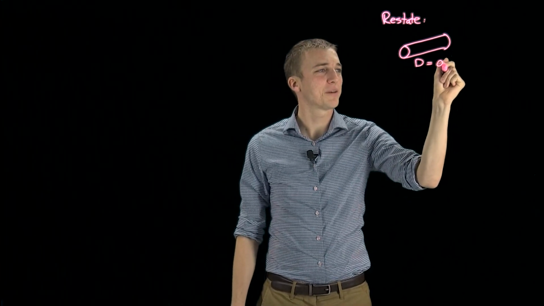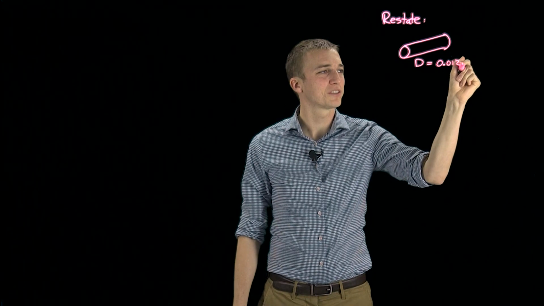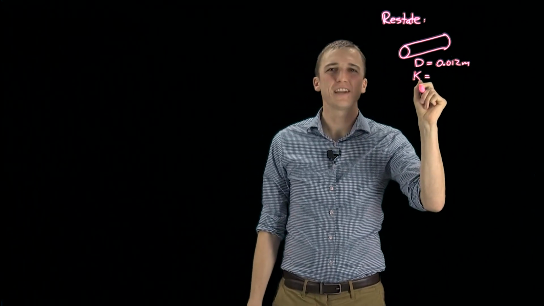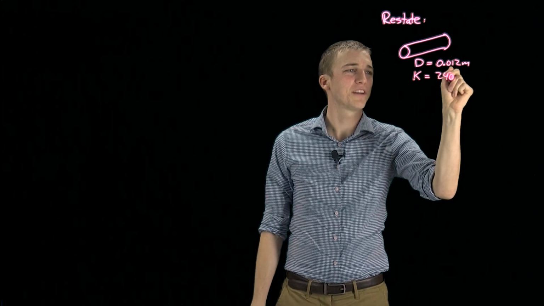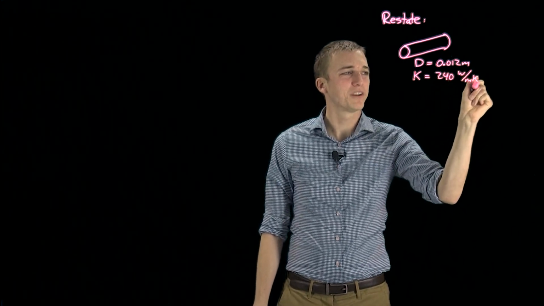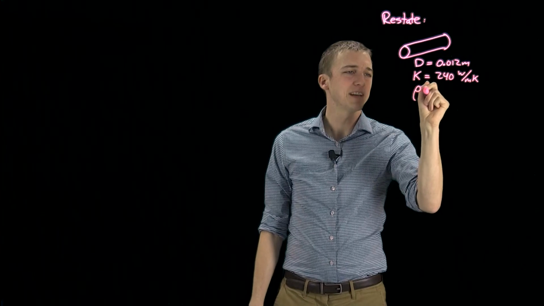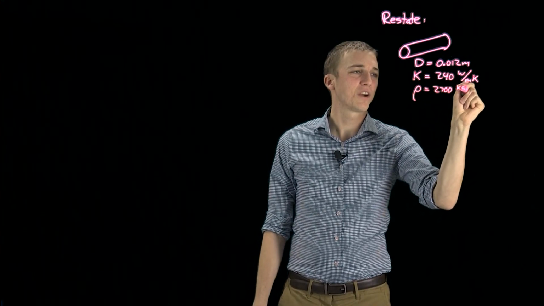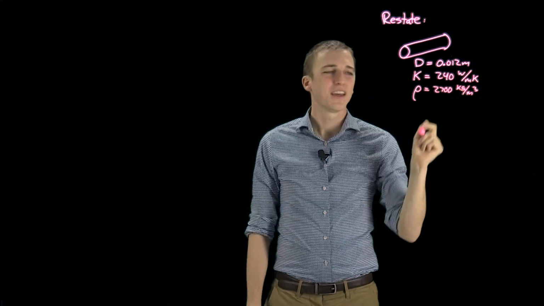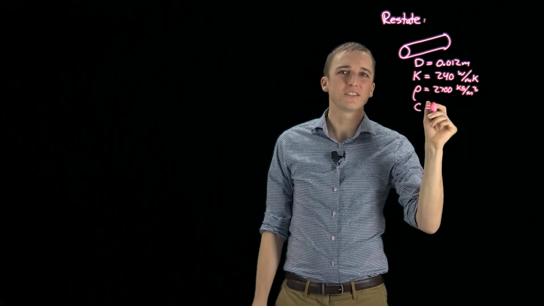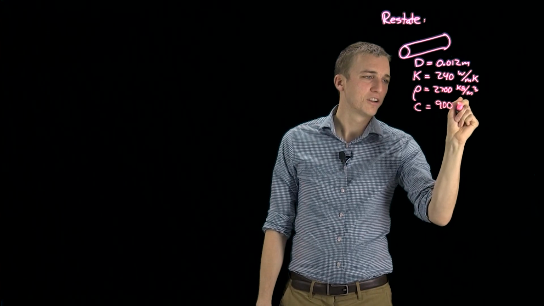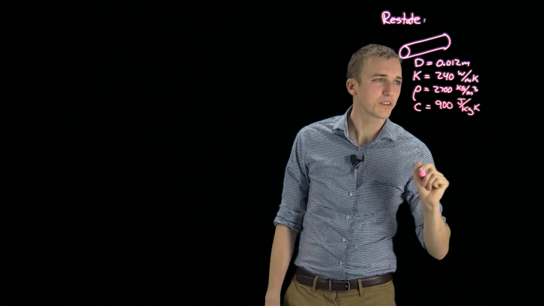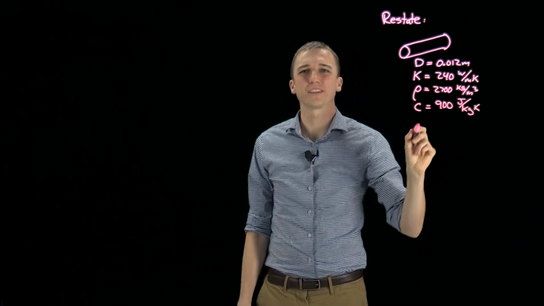Specifically, we know its diameter, which is 12 millimeters or 0.012 meters. We know the thermal conductivity k, which is 240 watts per meter Kelvin. We also know the density of the rod, which is 2,700 kilograms per meter cubed. And finally, the specific heat, which is 900 joules per kilogram Kelvin. We need to use joules there, so we match with watts.